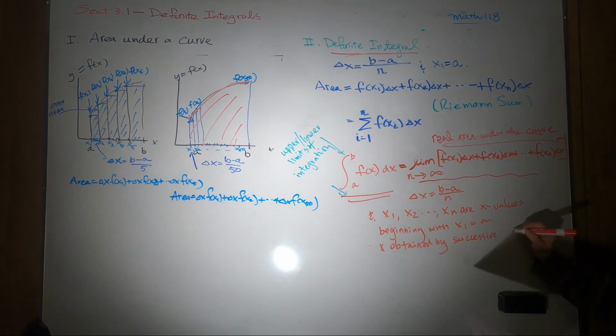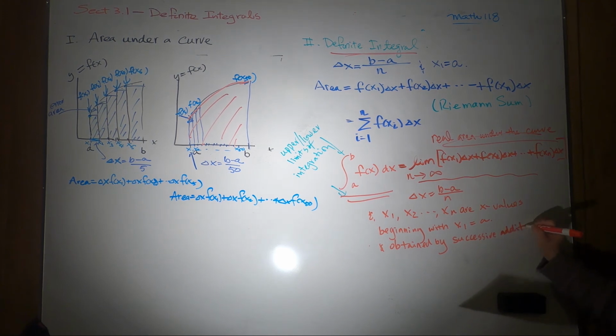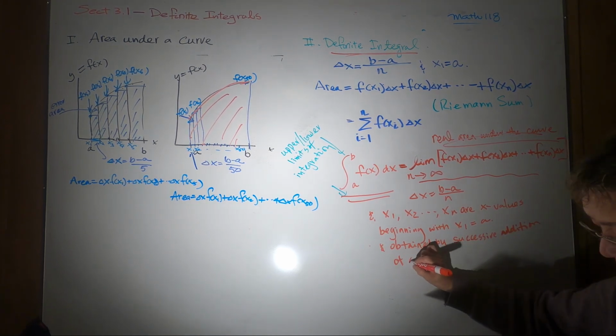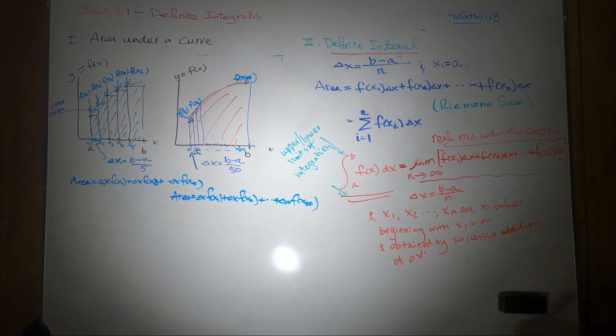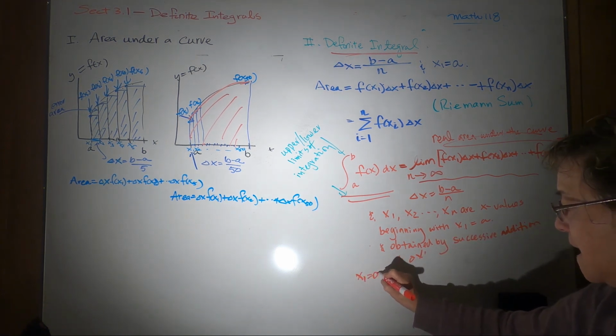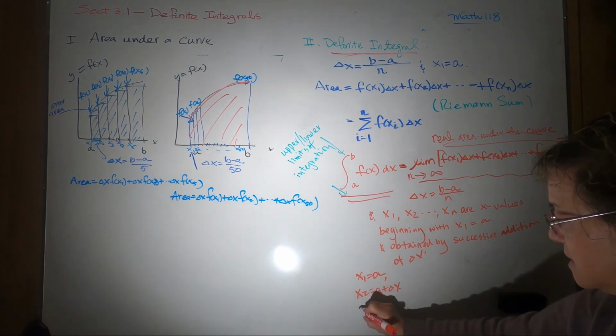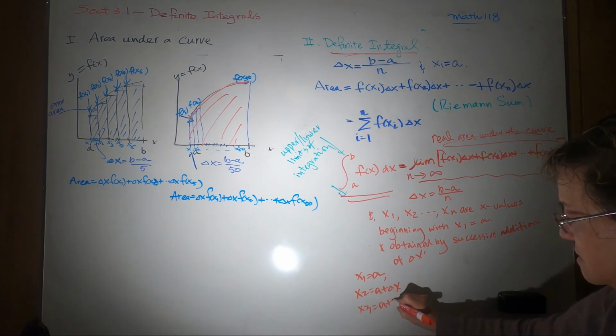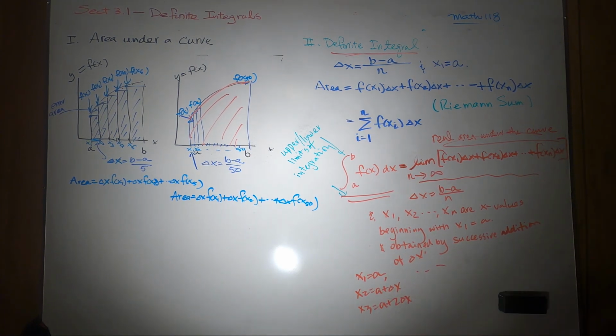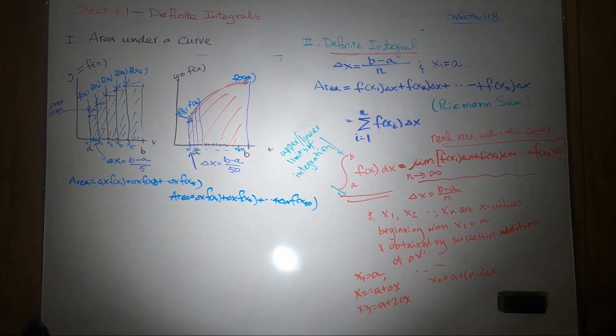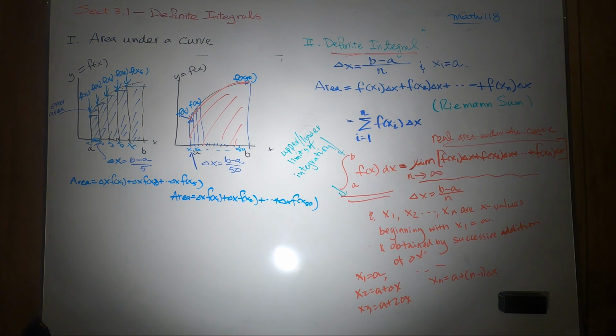So for addition of delta x, we are talking about what? x1 is a, right? x2 is what? a plus delta x. x3 is what? a plus 2 delta x, and so on, right? So the last, xn, will be what? a plus (n minus 1) times delta x. You learn those patterns in your algebra class, right?